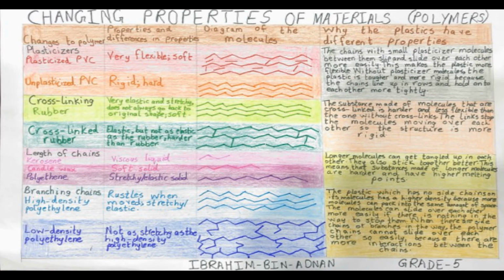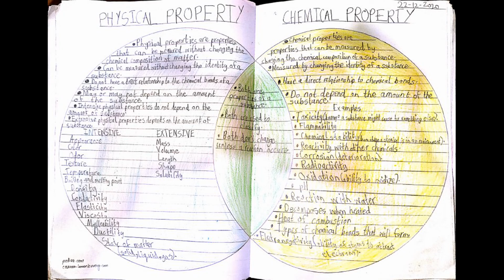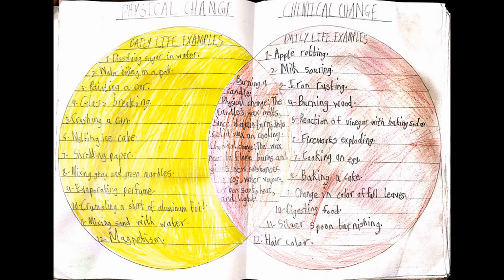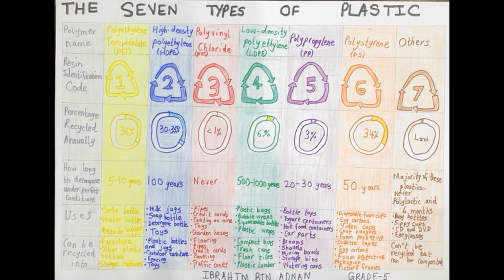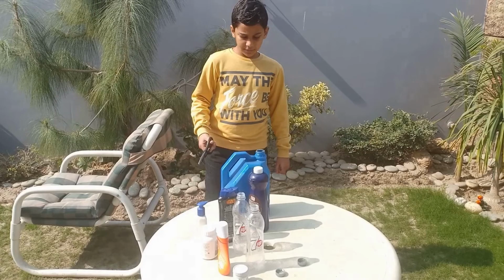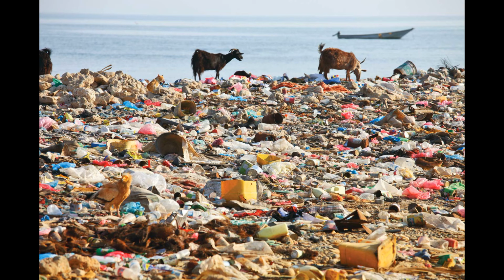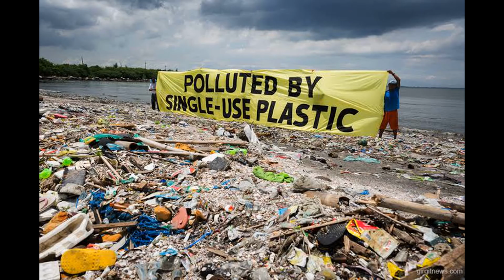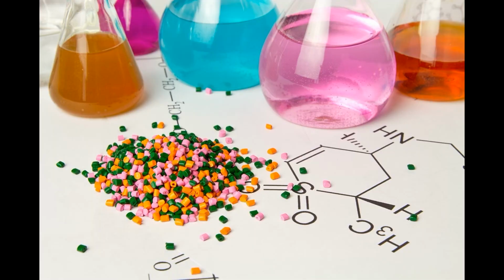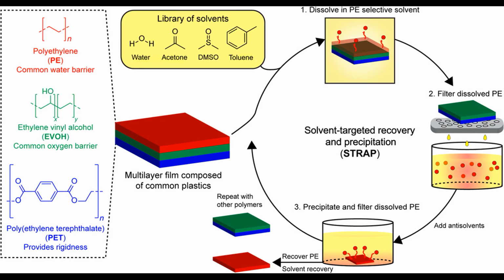First, we learned the definition of a property and the different properties of all materials. Then we figured out the two properties, which are physical and chemical. Next, we learned about all the types of plastics, which are polyethylene terephthalate, high density polyethylene, polyvinyl chloride, low density polyethylene, polypropylene, polystyrene, and others. Then we learned about the effects of plastic on the environment and made a PPT of it. We also learned how the properties of materials can change through plasticizers, branching chains, cross-linking, and length of polymer chains.